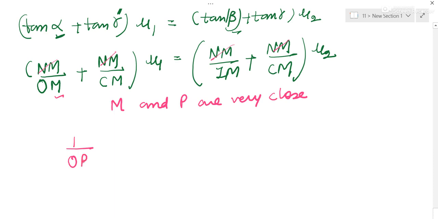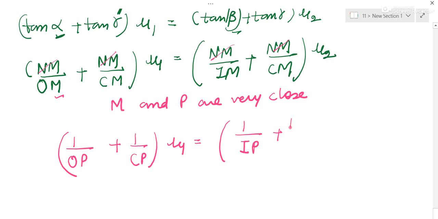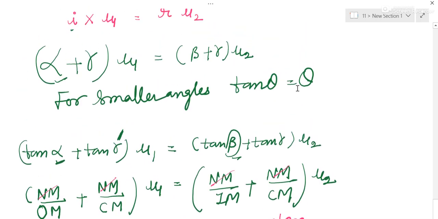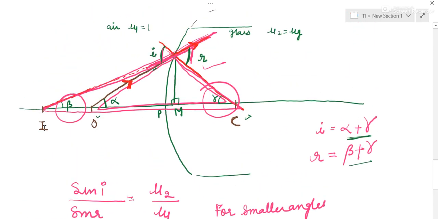So it is OP plus CP into mu 1. This is IP plus PC into mu 2. Now you have to remember from the diagram that the image is also lying this side. Yes, the image is lying this side. So IP will be minus V, negative side.